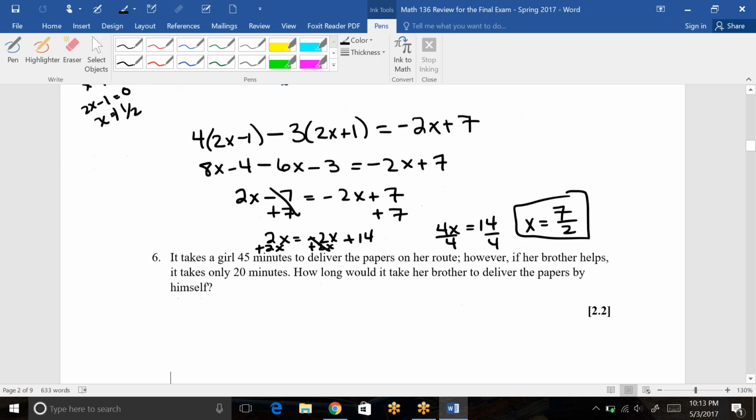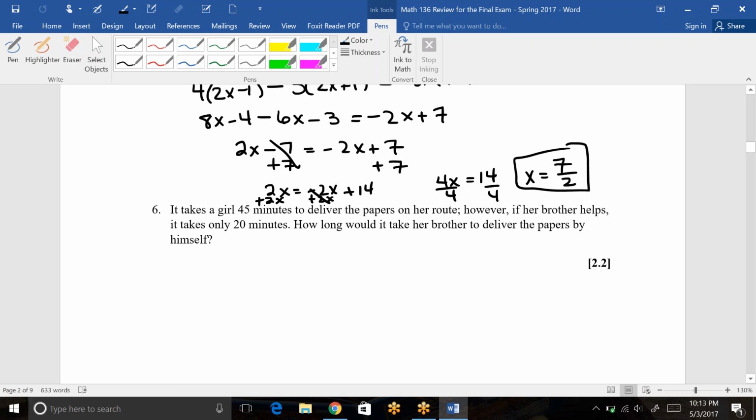For number 6, we have one of our word problems. It says if it takes a girl 45 minutes to deliver the papers on her route. However, if her brother helps, it will only take 20 minutes. How long would it take her brother to deliver the papers by himself?